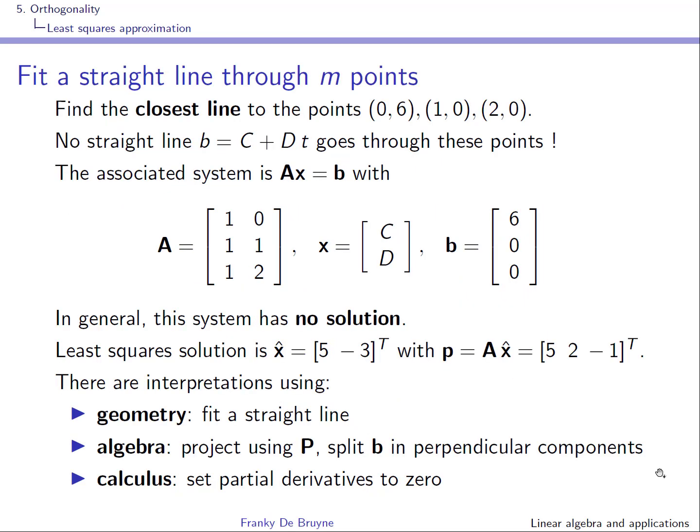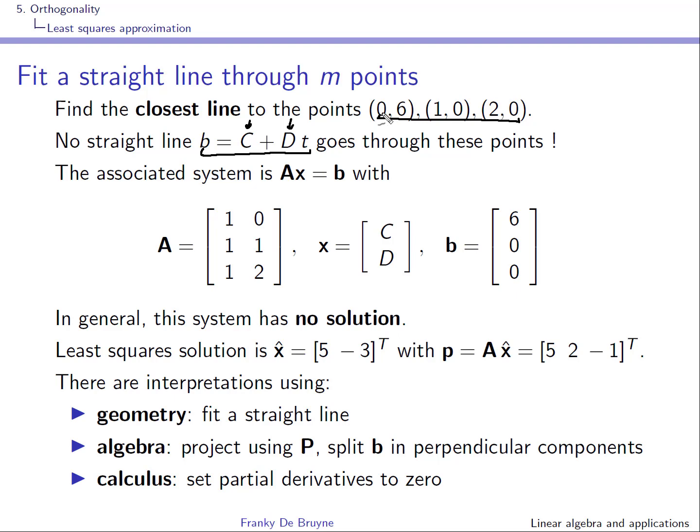Well, fitting a straight line through m points is an application of least squares approximation. So the straight line is this one over here, and these are the unknowns, right? And we would like this straight line to go through these 3 points over here. Okay, we already see that unless we are very lucky, it will be impossible because we only have 2 variables and we have 3 constraints.